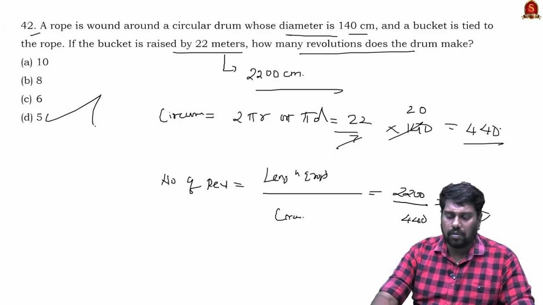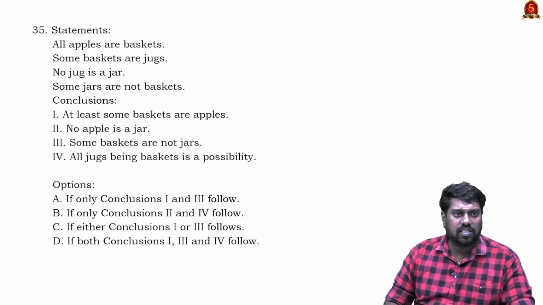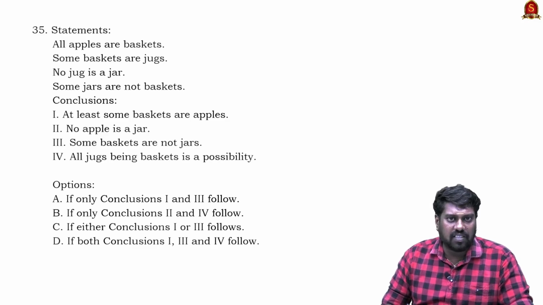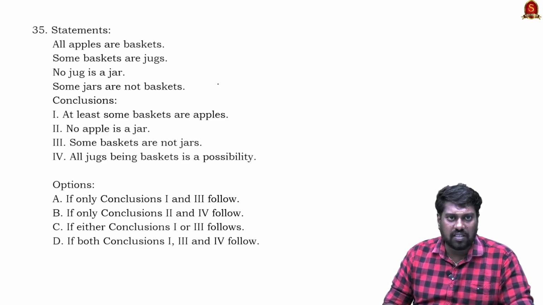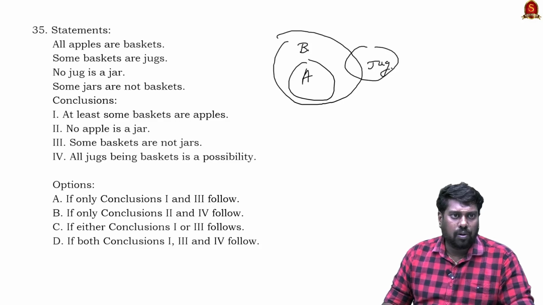Right? So when you go for the next question, the syllogism question, 2 questions are there. All the questions are very easy. See here, you can directly get the answer. All apples are baskets. Some baskets are jugs, and no jug is a jar.